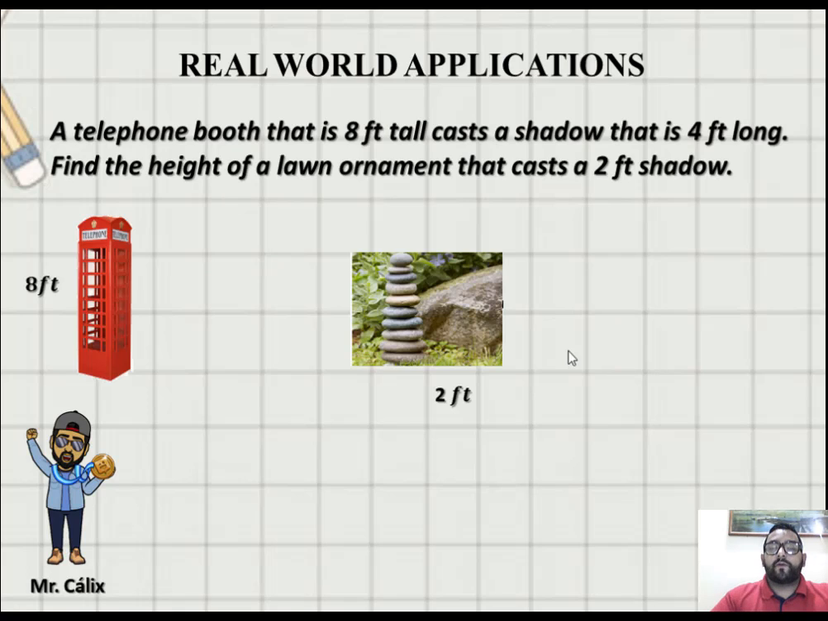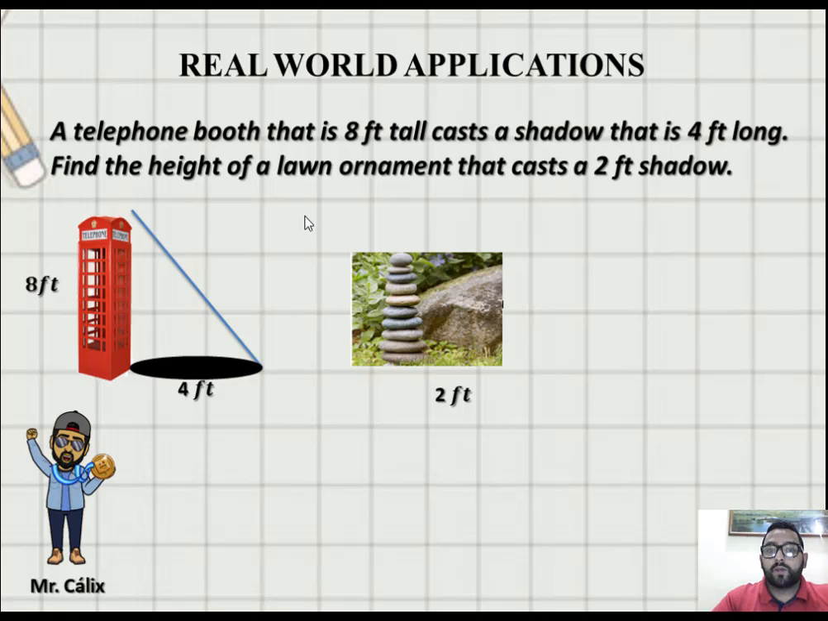Now, this is a real-world application. A telephone booth that is 8 feet tall casts a shadow that is 4 feet long. Find the height of a lamp ornament that casts a 2-foot shadow. Here we have the telephone booth, and we already know that it's 8 feet tall. The shadow of this one is 4 feet long, and we can draw the line to create a triangle.